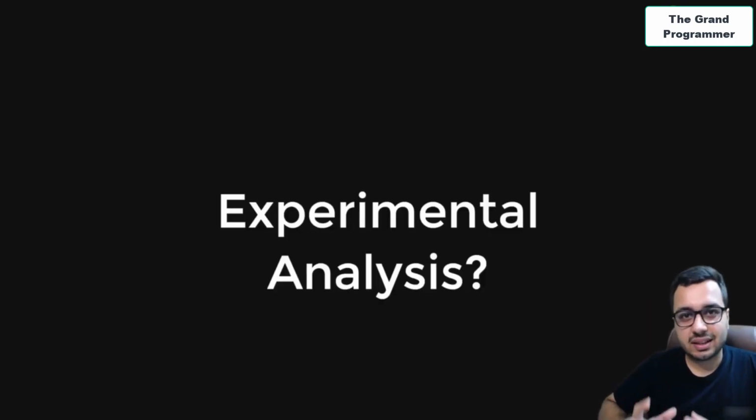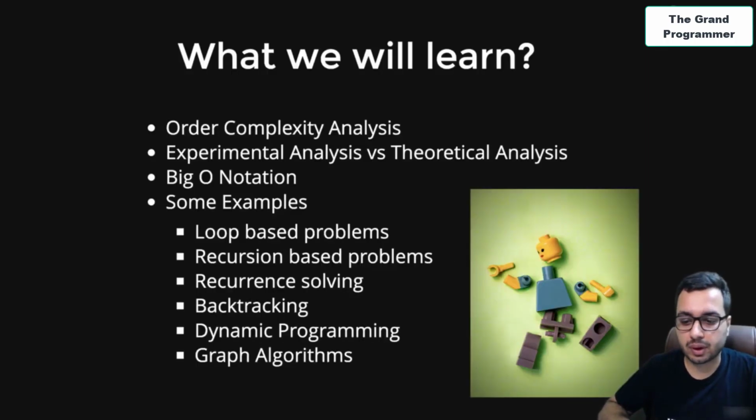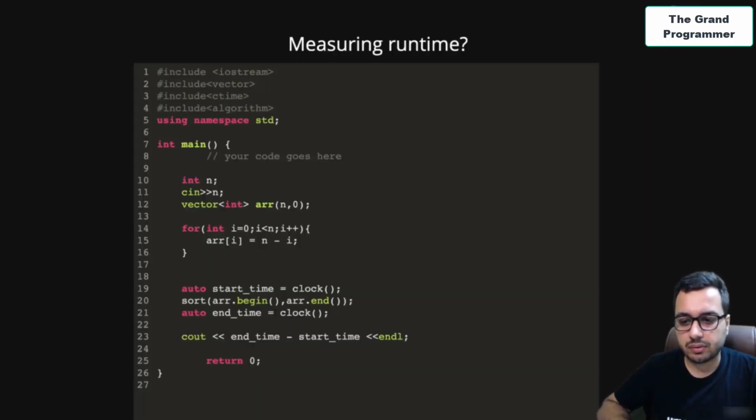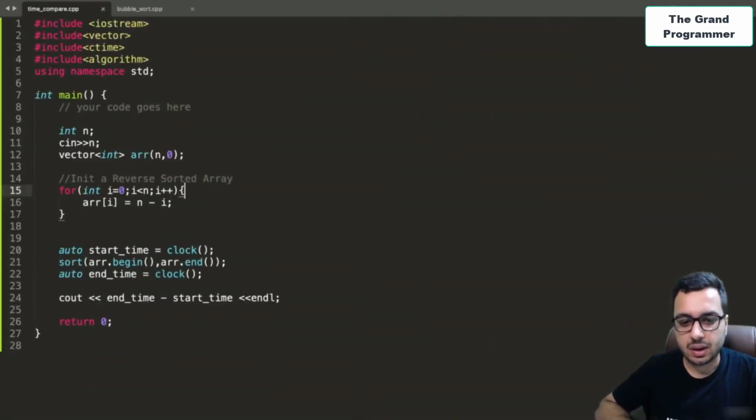Hi everyone, in this lecture we will learn about experiment and analysis, and I will teach you how you can actually measure the time of execution of a program. So we are going to learn how to actually measure the runtime. I have a small program. First of all, every programming language comes with a library from which you can get the timestamp. Let's say in C++, this library is ctime.